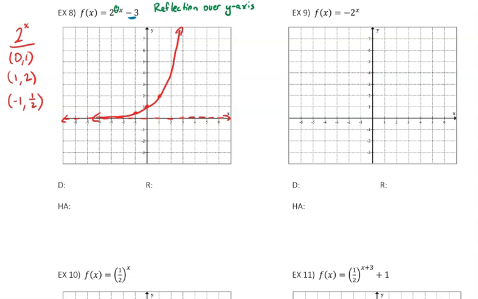Right? So think of the y-axis as a mirror, and anything that's to the right one is going to be to the left one. Anything that's to the left one is going to be to the right one. And it's going to end up looking something like this.